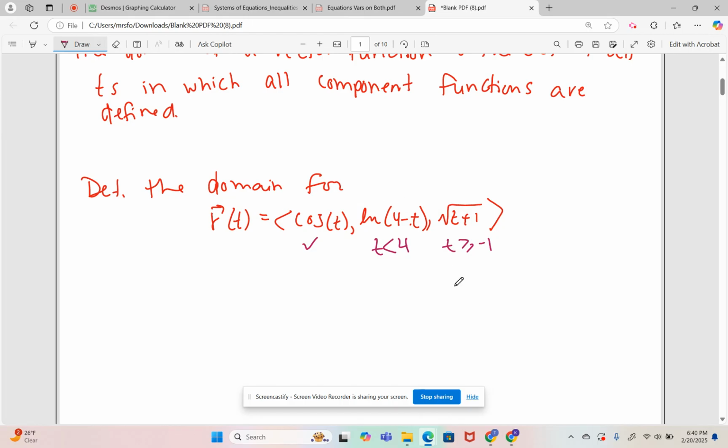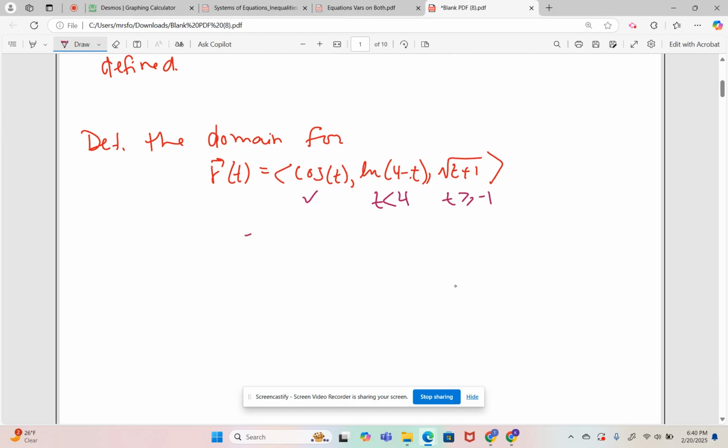So looking at these limits, we know that the domain can include negative 1, and it can be any number until 4, but cannot include 4. So we can write it like this, or we can say t is between negative 1 and 4. So the domain, you could write it either way. This is the largest possible interval. So it has to work for each component.